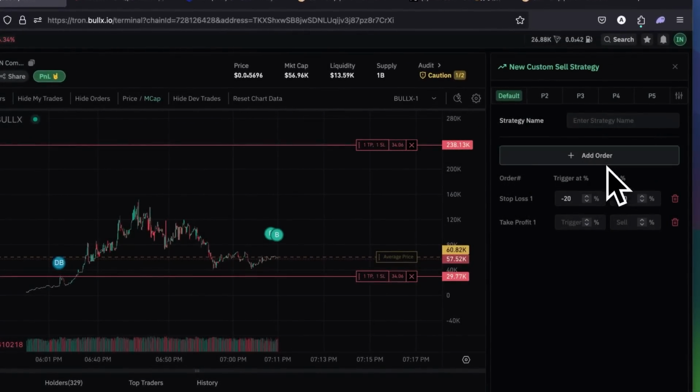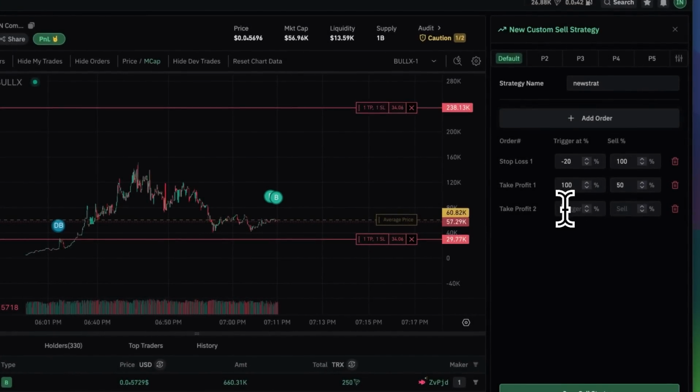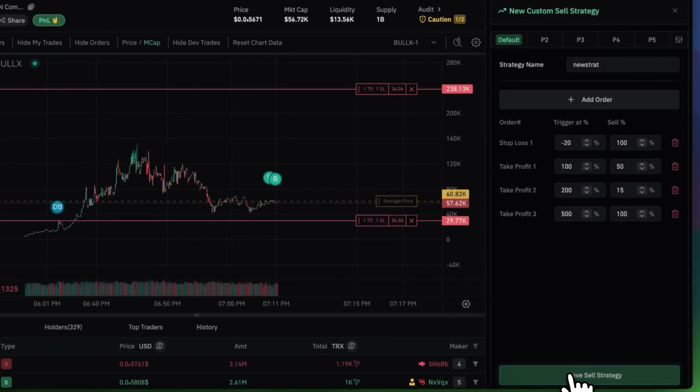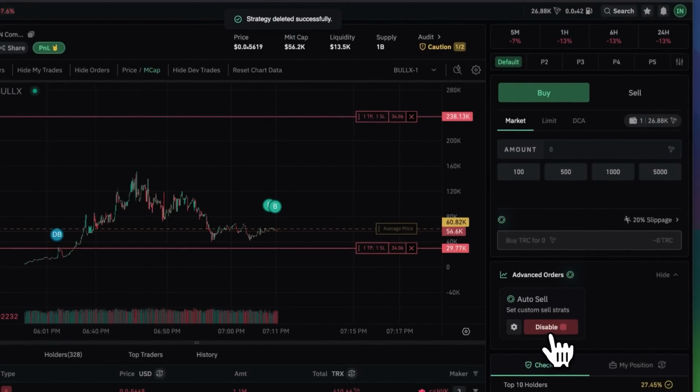You can create a new strategy right here. You're going to name your strategy, for example, new strat, and you're going to set a stop loss at minus 20% or minus 50%. If it goes down 20%, you're going to sell 100% of your position. And let's say if it goes up 100%, you're going to sell 50% of your position. And then let's say when it goes up 200%, you're going to sell another 15%. And when it goes up 500%, right, you're going to sell, let's say, the rest of your position, 100%. If you want to save that strategy, you just save it, and now it's going to be there. I'm not going to use it, so I'm just going to delete that strategy. I'm going to stick with my strategy that I have right here.